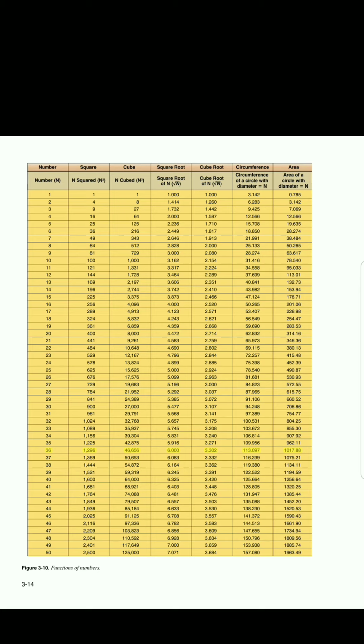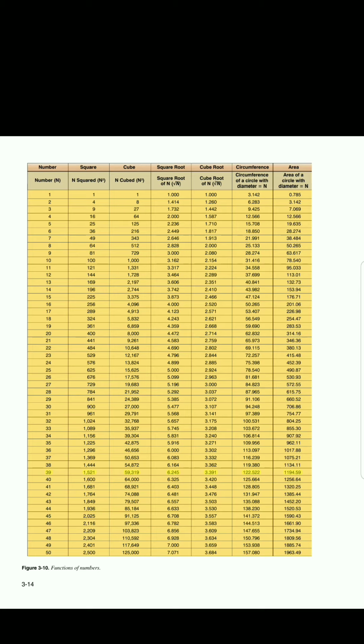46,656, 6.000, 3.302, 113,097, 1017.88. 37, 1,369, 50,653, 6.083, 3.332, 116,239, 1075.21. 38, 1,444, 54,872, 6.164, 3.362, 119,380, 1134.11. 39, 1,521, 59,319, 6.245, 3.391, 122,522, 1194.59.